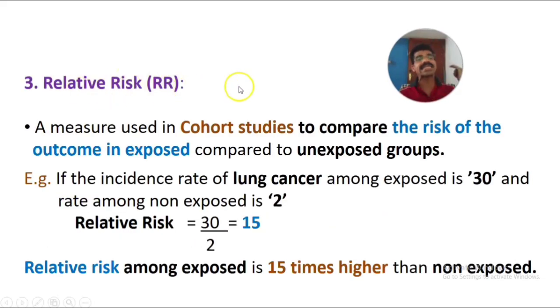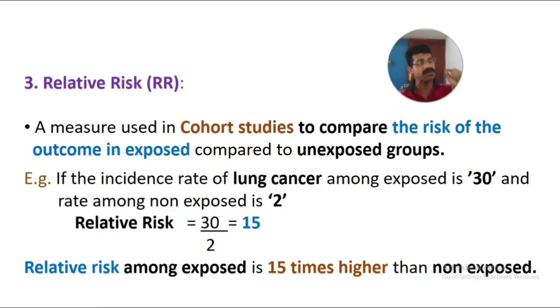Then, relative risk, RR. Relative risk is a measure used especially in cohort studies to compare the risk of the outcome in exposed people when compared to the unexposed group.